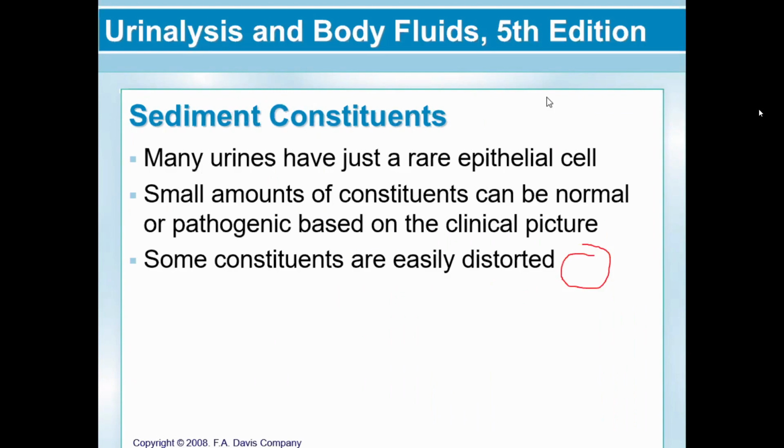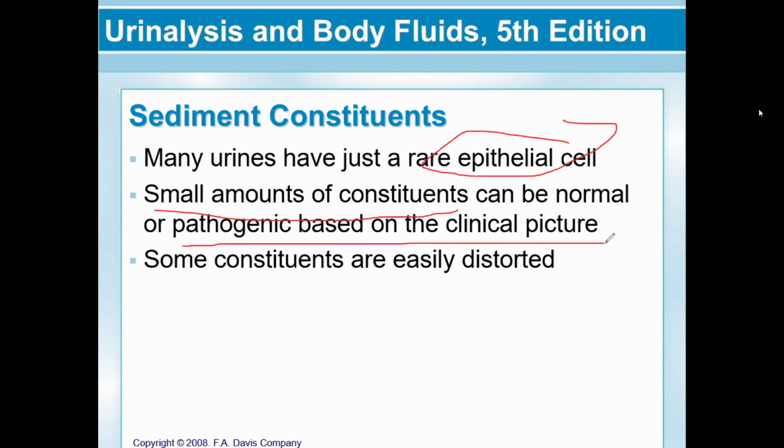Okay? So, next, we have here the sediment constituents. Okay? So, many urines, okay, have just a rare epithelial cell. Kailan tayo nakakita ng madami? Sa mga babae halos. Okay? So, small amounts of constituents can be normal. So, sabi ko nga sa inyo kanina, hindi porke may nakita ka na isang WBC o isang RBC, ay, may sakit na yung pasyente. Hindi. If that's 0 to 2, 0 to 5, that's still normal. Okay? Can be normal or pathogenic based on the clinical picture.